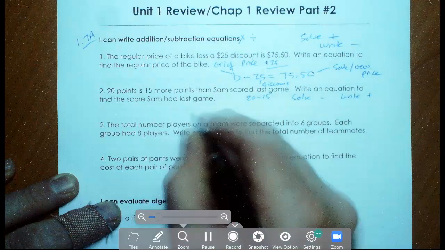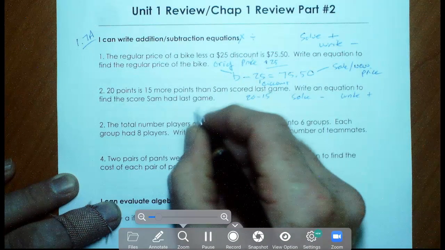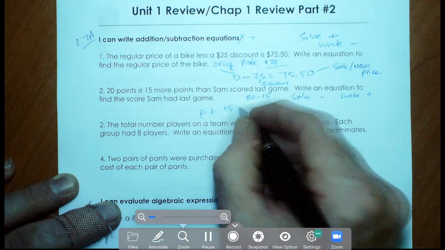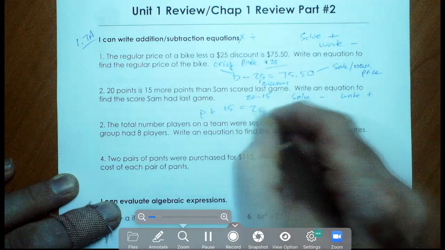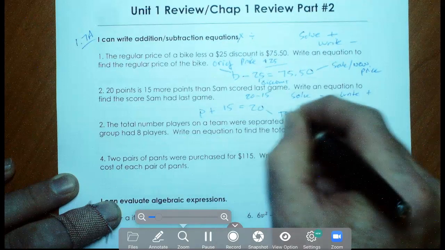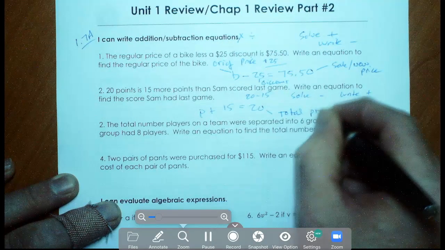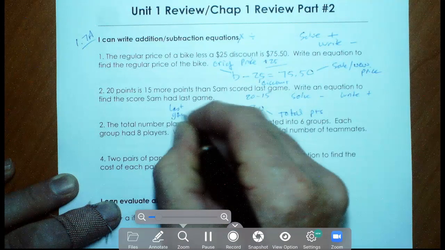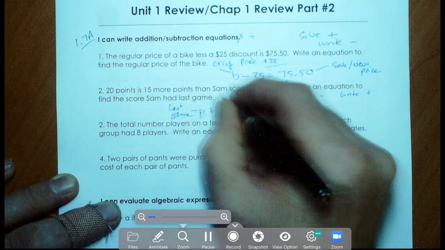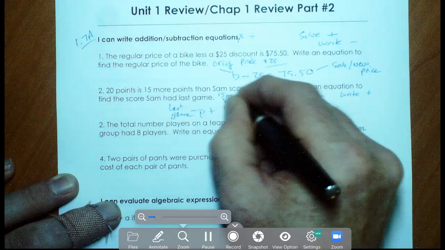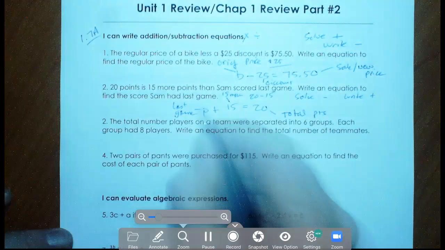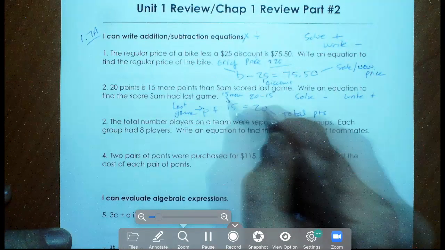So let's take the points he had last game, that's what we don't know, so let's just say P, and let's add the 15 points, and here's the total of 20. So this is the total points. This is last game. And here's the 15 more this game. Alright, put some little arrows on here so we have that down pat.